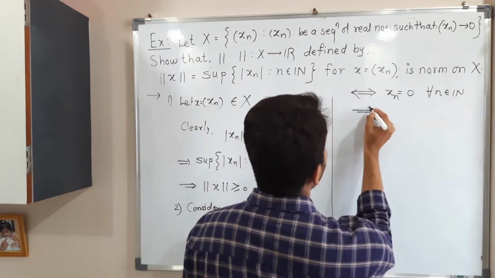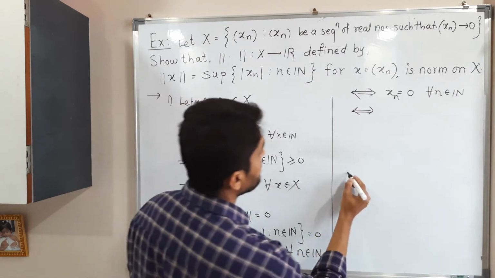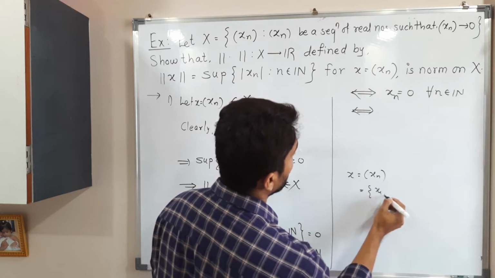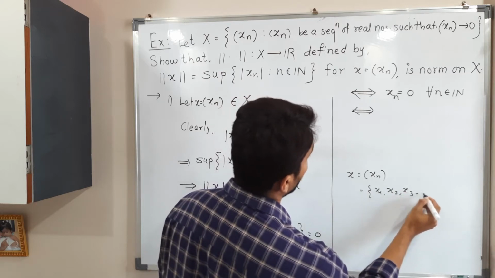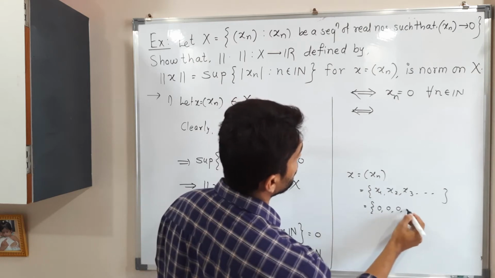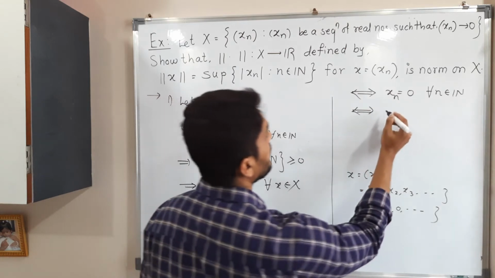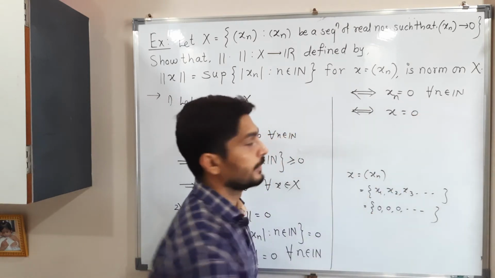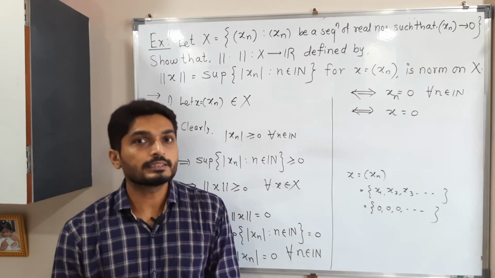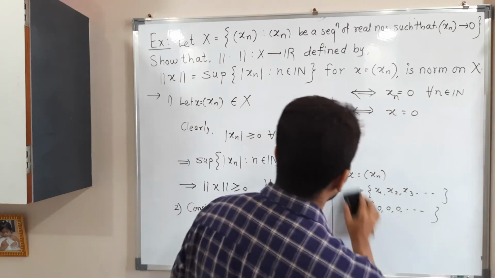So see, do you know any sequence having all terms 0? That means our x is a sequence, no? Basically x is a sequence. So x1, x2, x3, we have a sequence, but here we are saying each of them is 0, 0, 0, 0, 0, that means the sequence should be 0. So therefore x is equal to 0, right? We started with norm x is equal to 0 and we got x is equal to 0. So the norm satisfies the second condition also. So let us go for the third condition.